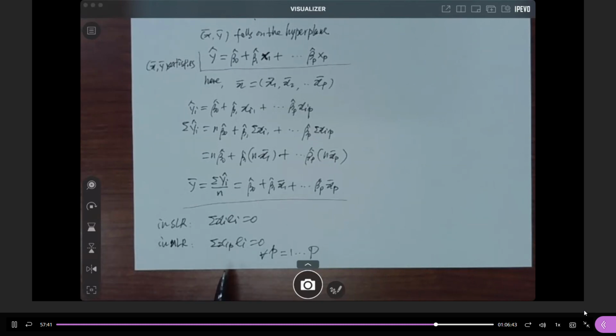This is something you obtained by doing partial Q, partial beta P. Do the derivative with respect to the coefficient for one dimension, you get that. Okay, question?